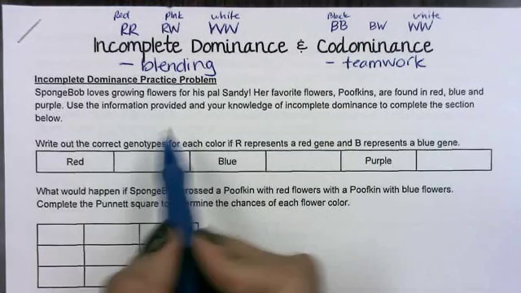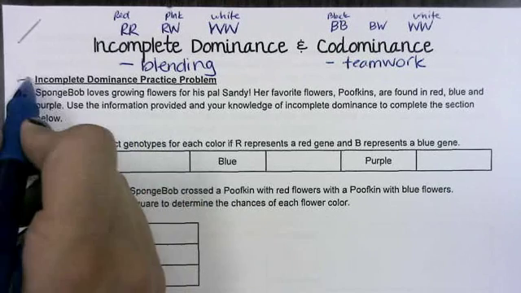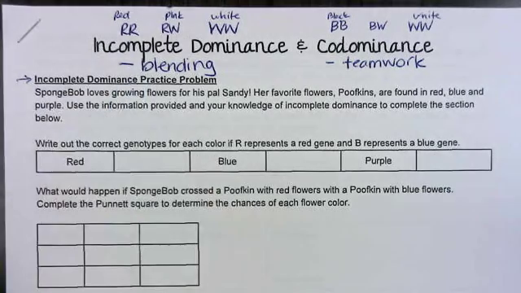So in our problem here, this is the first, incomplete dominance, so this is the blending. It says, SpongeBob loves growing flowers for his pal Sandy. Her favorite flowers, puffkins, are found in red, blue, and purple. Use the information provided and your knowledge of incomplete dominance to complete the section below.